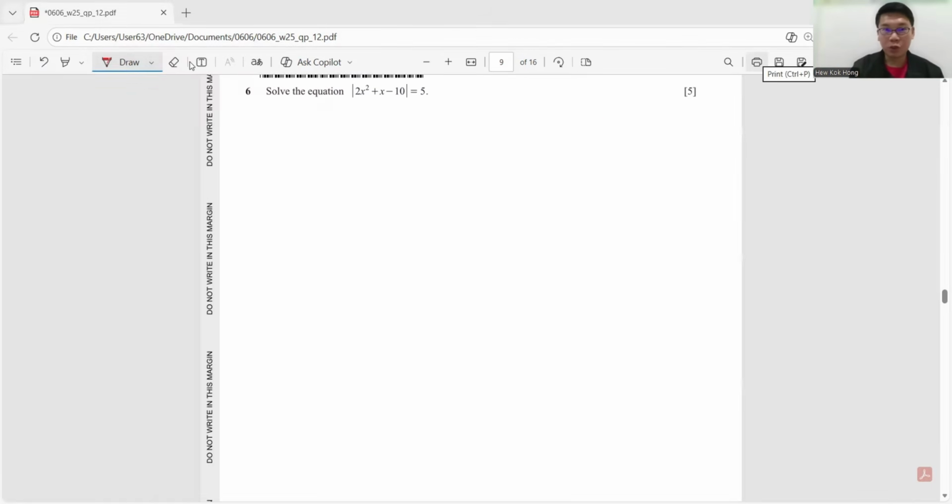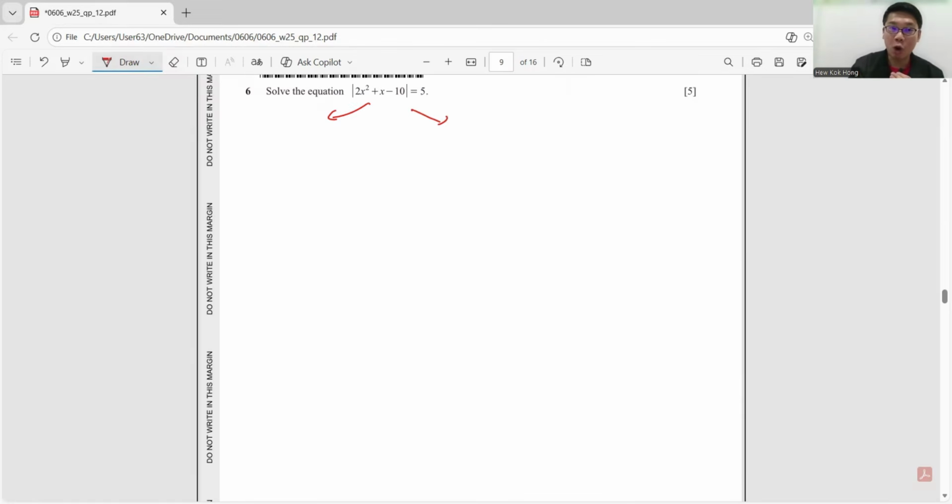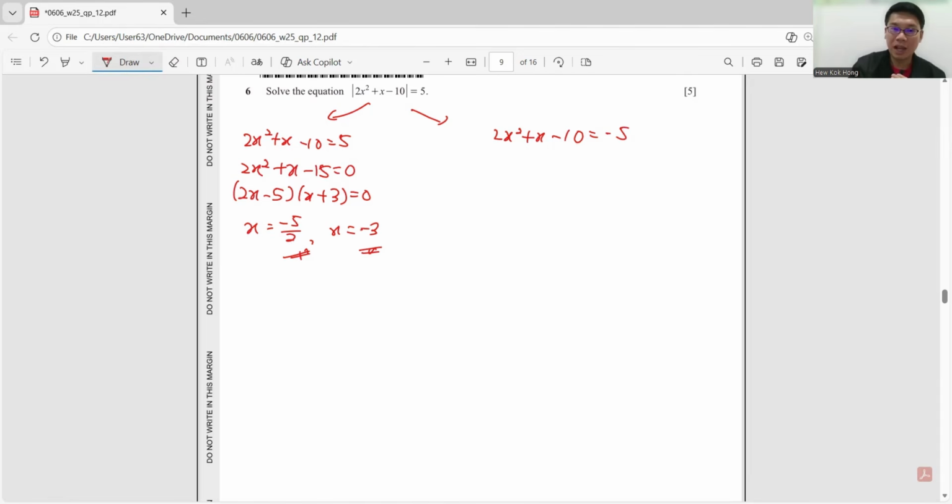Question 6 is a modulus question, so we can directly split it into two parts. First part, we copy exactly everything. Second part, we copy, but one of the part we change symbol, so we change the 5 to negative 5. Make sure you only change one part, and then you solve both parts. Here we already have two answers, then we continue do here. For this part, we are unable to do factorization, so we must use quadratic formula to solve. That's why it has 5 marks.